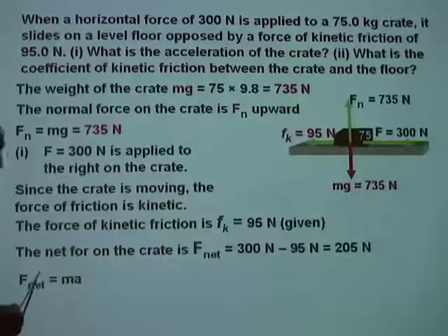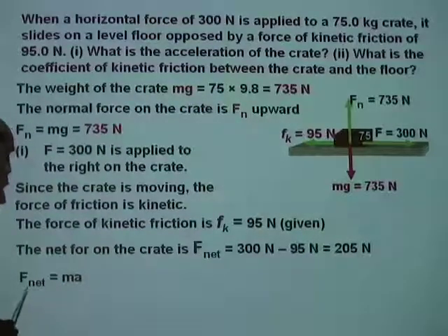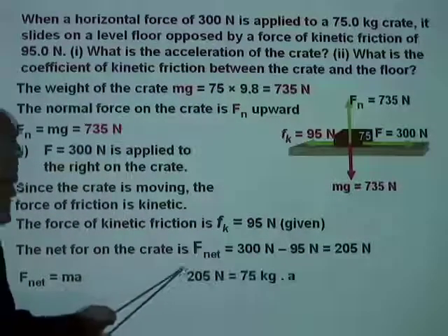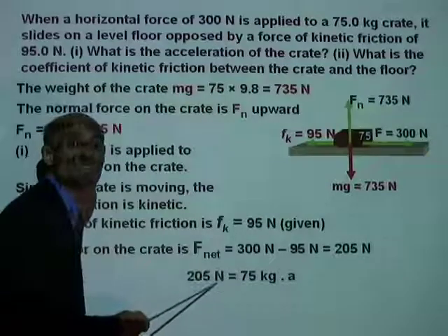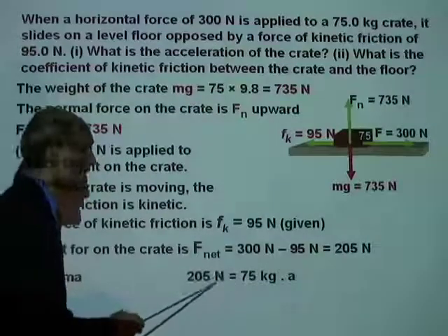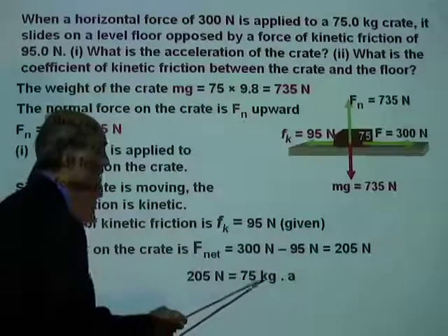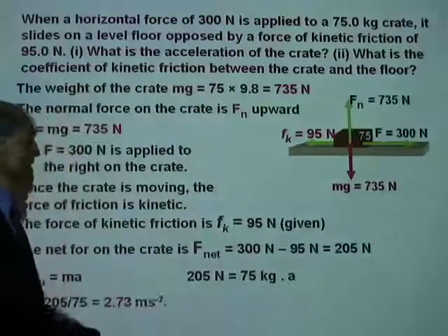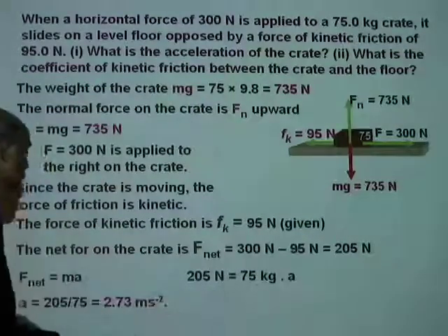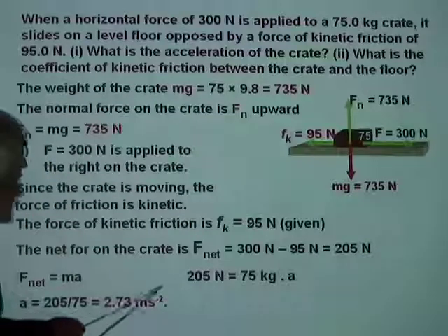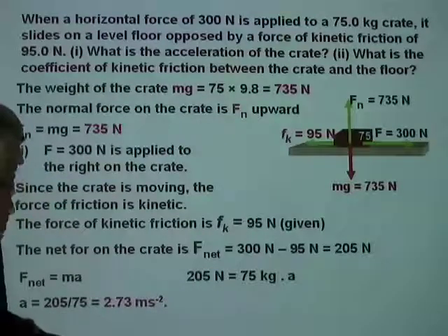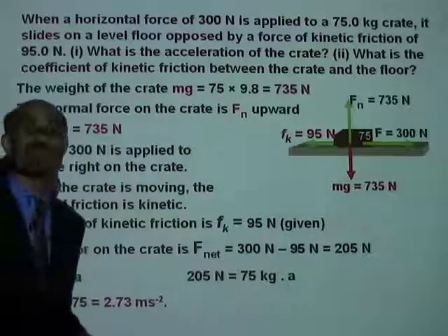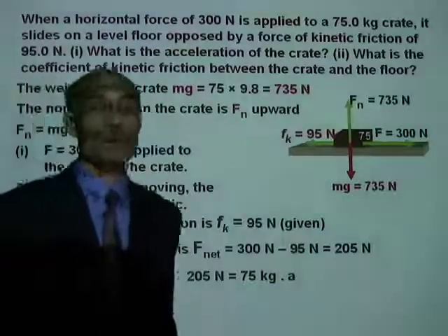Okay, this net force produces an acceleration on this mass of 75 kilogram. So we have F net equal to ma. 205 Newton is the net force. That net force is equal to 75 kilogram times a, and solve for a. That gives you a equal to 2.73 meter per second squared.